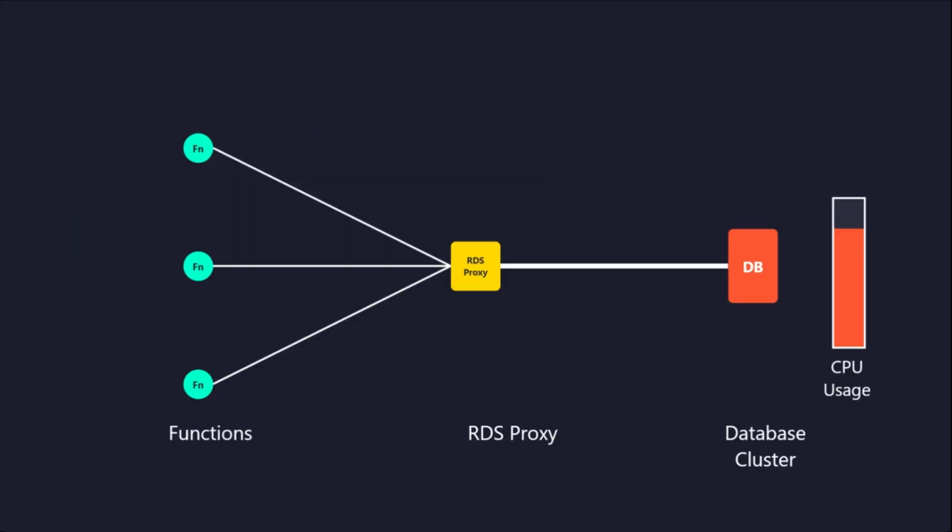A database proxy sits between your functions and your cluster to manage a pool of established connections. Instead of each function opening a new socket, they share a pool of existing links, significantly reducing the overhead on the database CPU and memory resources.